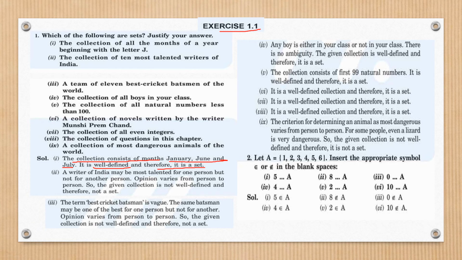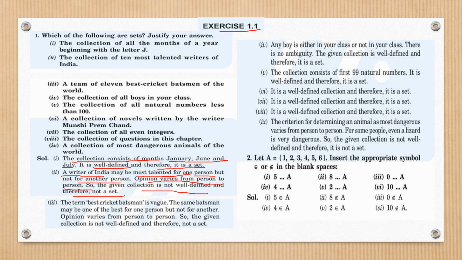Number 2 is the collection of 10 most talented writers of India. Right? So see, a writer of India may or may not be talented. Okay? Maybe most talented for one person but not for another, because opinion varies from person to person. Right? So the given collection is not well defined. Right? And therefore it is not a set.